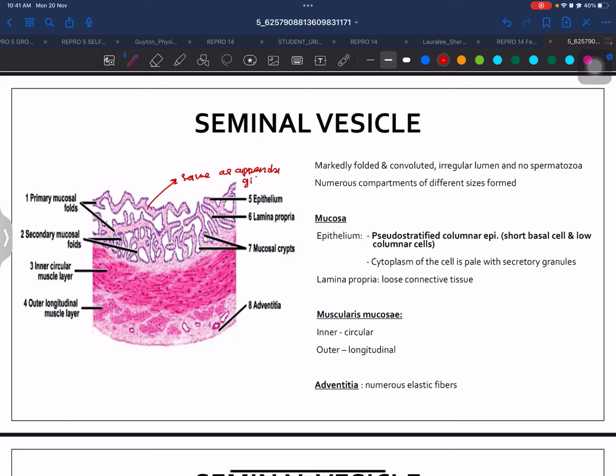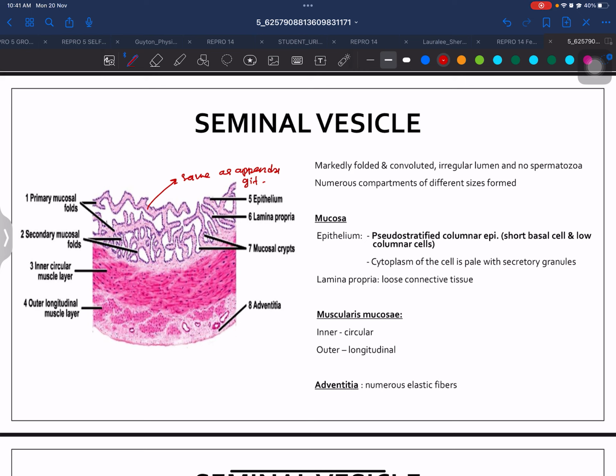And it has an irregular lumen. Seminal vesicle has an irregular lumen, and there are no spermatozoa inside the seminal vesicle. The epithelium is pseudostratified columnar with short basal cells and low columnar cells. The cytoplasm is pale and contains secretory granules. And these are the muscularis mucosa. They are two layers, inner circular and outer longitudinal.